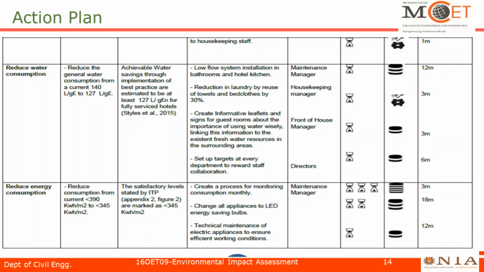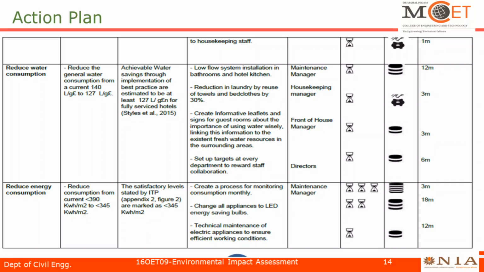What is the action plan? What are the specific steps? Low flow system installation in bathrooms and kitchen. Reduction of laundry by reuse of towels and bedclothes by 30%. Creative informative leaflets and signs for guest rooms about the importance of using water wisely, linking this information to the existent fresh water resources in the surrounding areas. Set up targets at every department to reward staff collaboration.